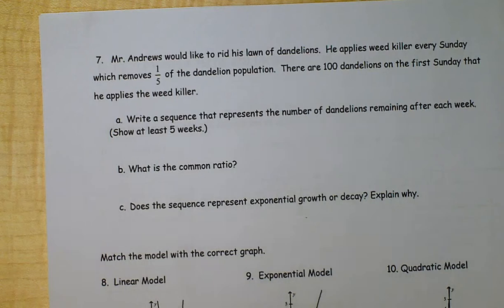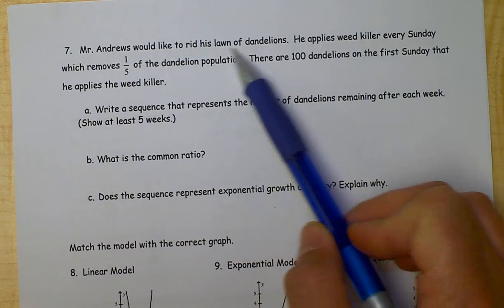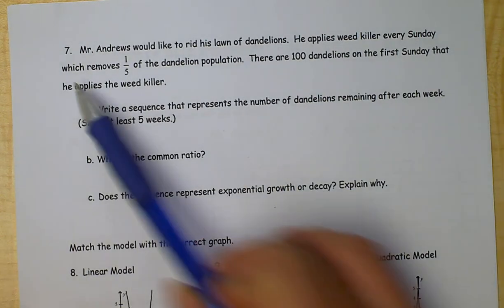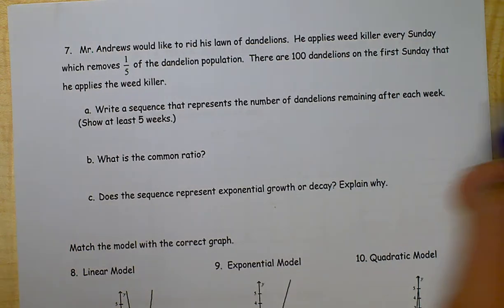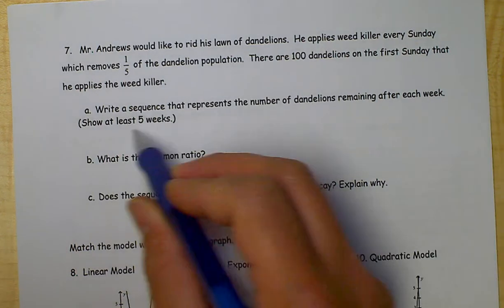says that Mr. Andrews would like to rid his lawn of dandelions. He applies weed killer every Sunday, which removes 1/5 of the dandelion population. There are 100 dandelions on the first Sunday that he applies the weed killer. Write a sequence that represents the number of dandelions remaining after each week. Show at least 5 weeks.